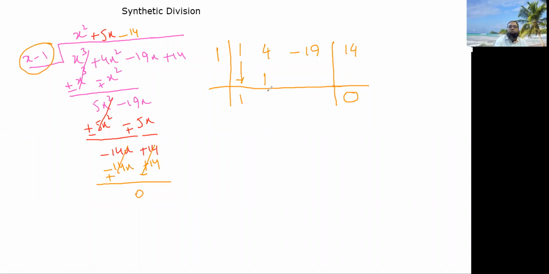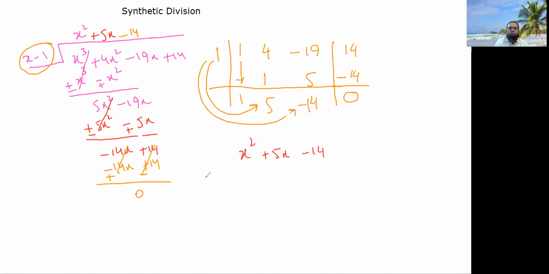Now I sum them up, I get 5. And again, I multiply this 1 with this 5, so I get a 5 here. Then I sum them up, I get minus 14. Okay. And then 1 into minus 14, I get minus 14. So you see that this sum is already 0 here. So these three numbers, 1, 5, minus 14, what are they representing? They are representing the coefficients of our required quadratic expression. This is x squared plus 5x minus 14.